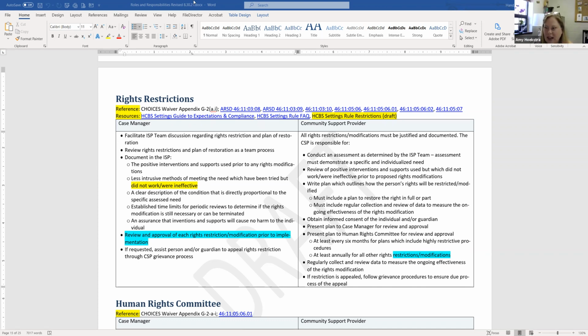Whatever format it's in, we need to make sure that it allows for multiple rights restrictions, because there are people that have several. You would only have one section under that.